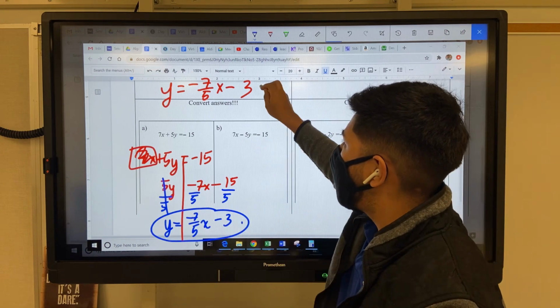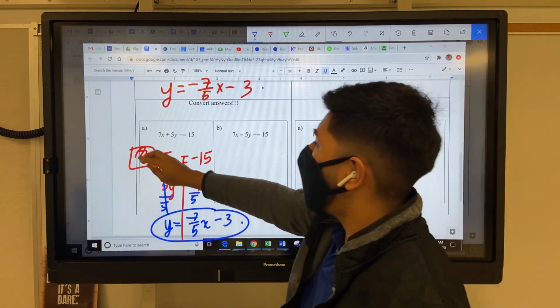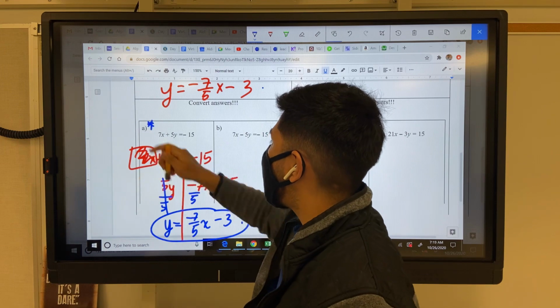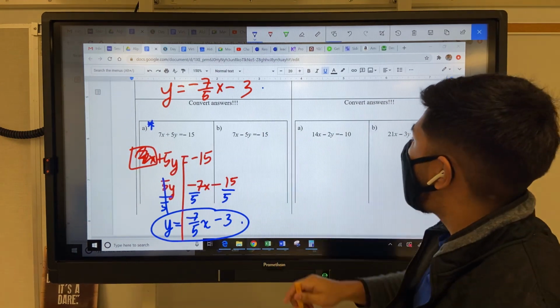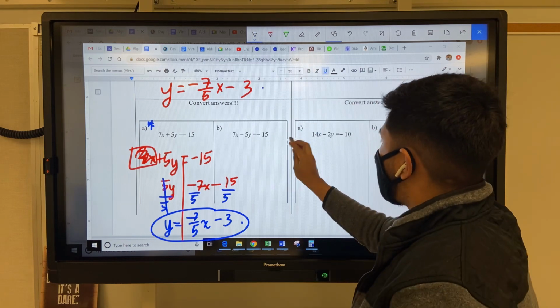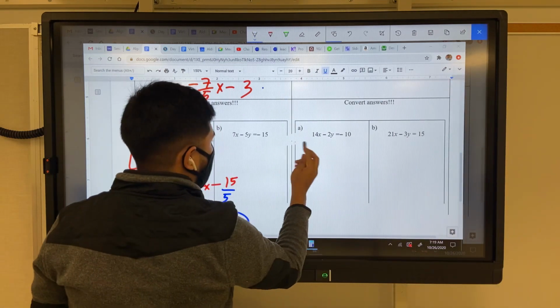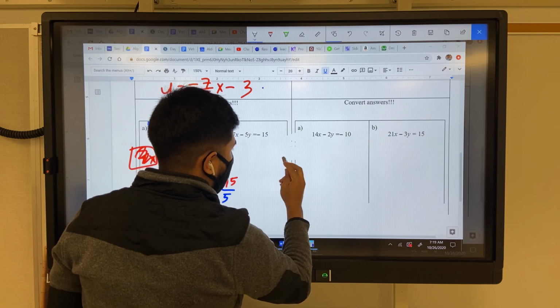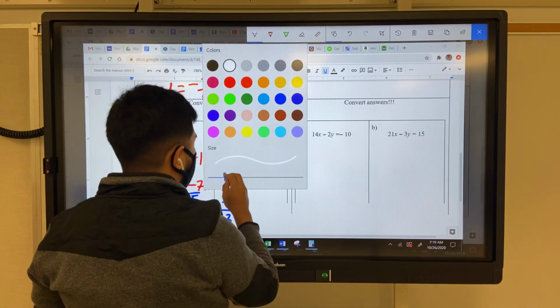Does this look like this? It does. So let's put a good question mark or a star. Question mark, that's a possibility. Let's do the second one. Let me erase some stuff real quick. Hold on.